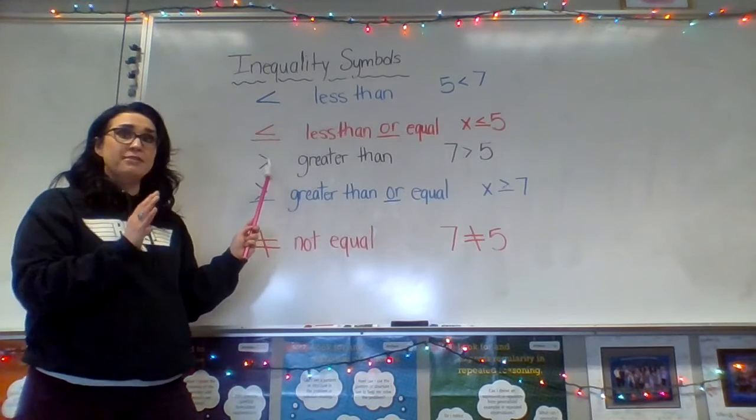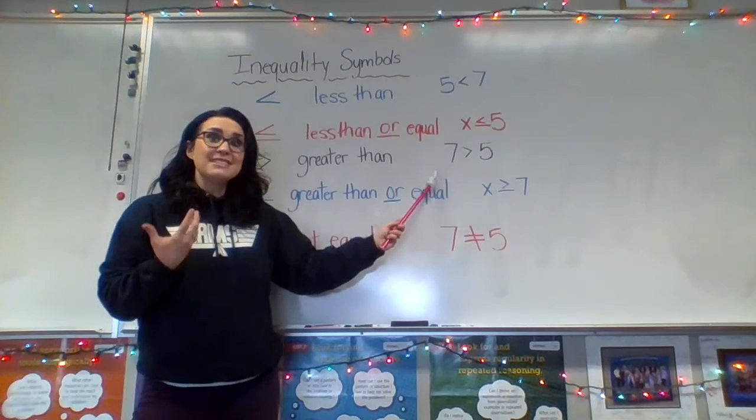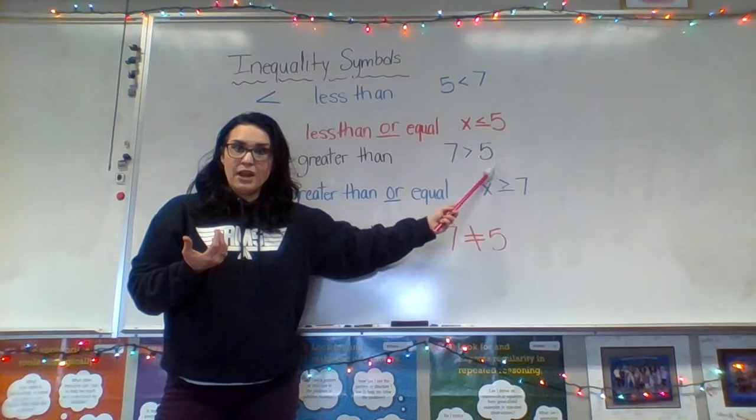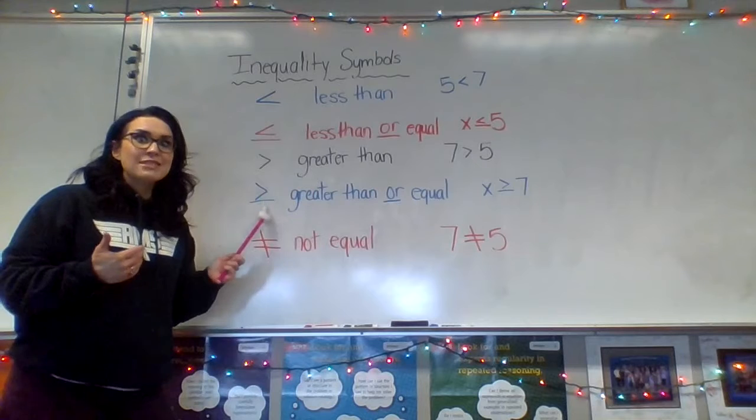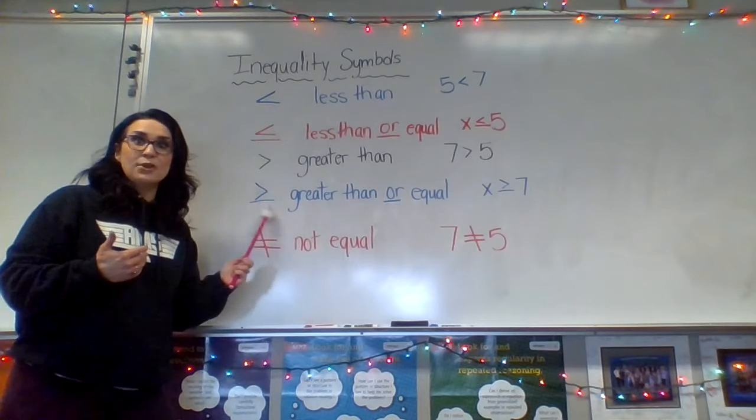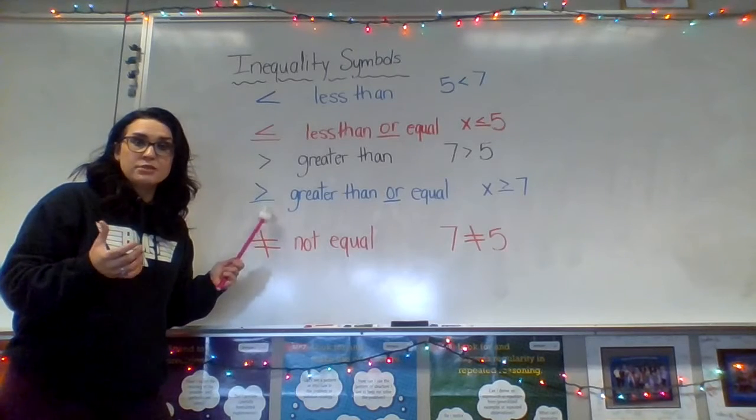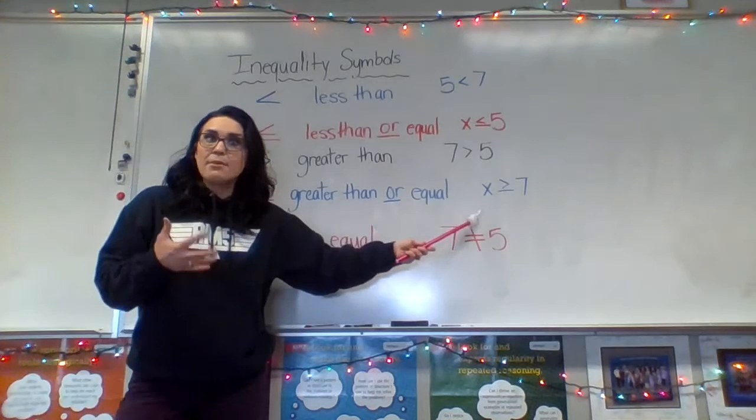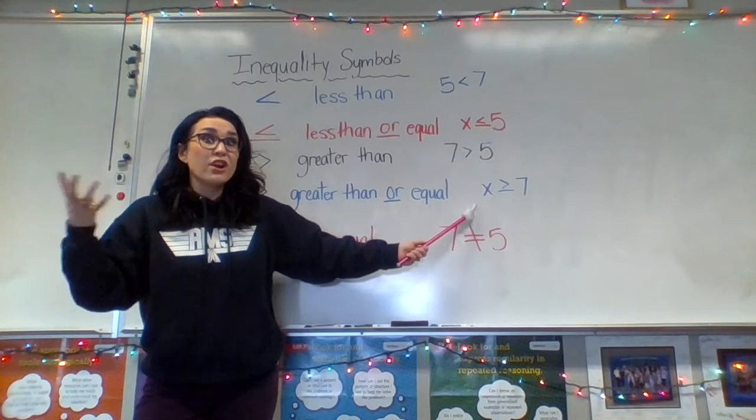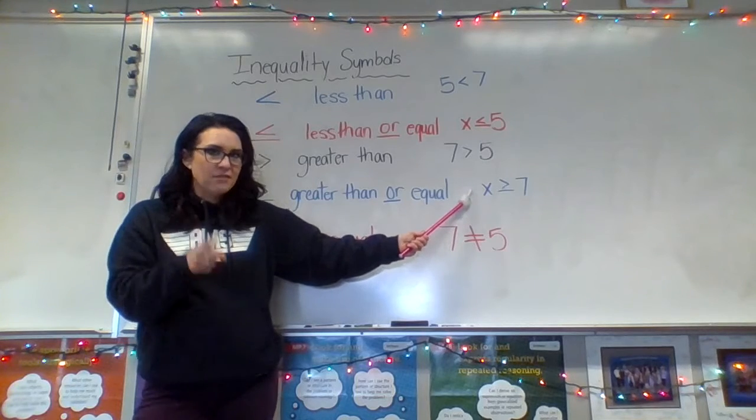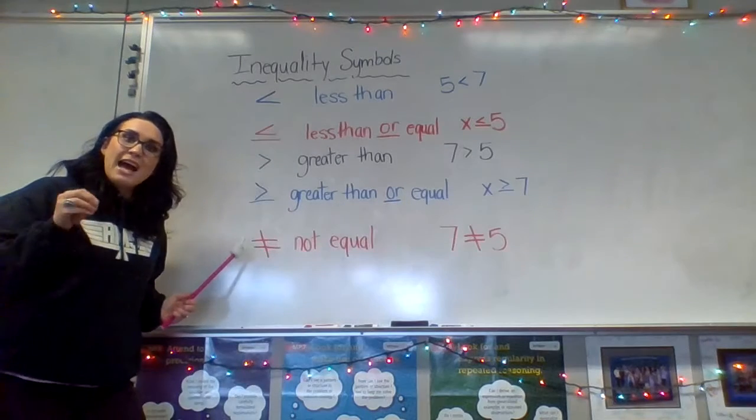Notice our symbols have flipped. Greater than, so our Pac-Man mouth is open the other way. We could say that 7 is greater than 5. That's the symbol we use for that. Now our other symbol, still greater than, but notice it has that little bar underneath. Or equal, that's the option, so it's either greater than or equal. Again, we're talking about a variable x. If I'm saying that it's greater than or equal to 7, it could be 7, but it could also be 8, 9, 10, 11, 12, infinite numbers. And then lastly, we have the not equal sign.